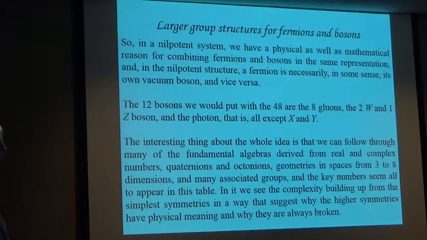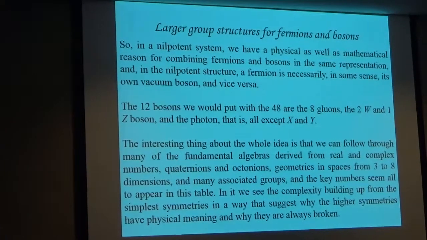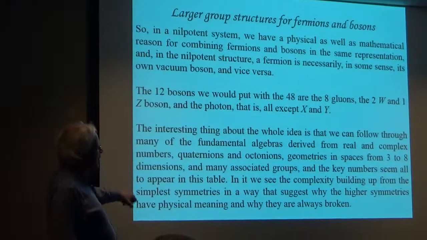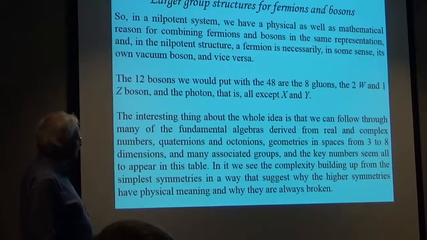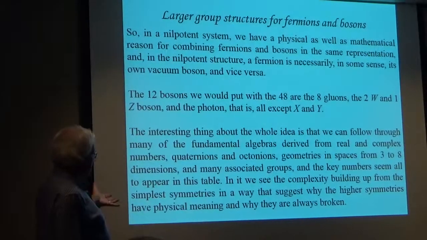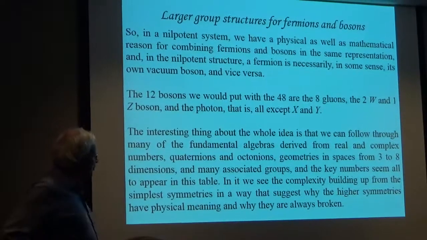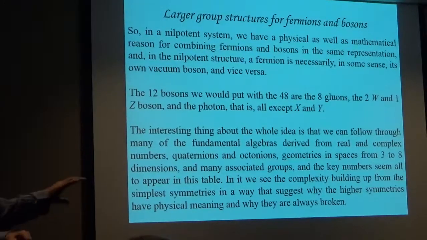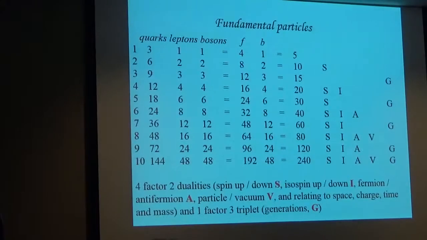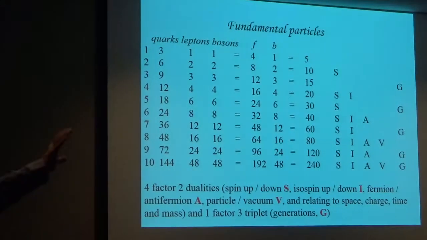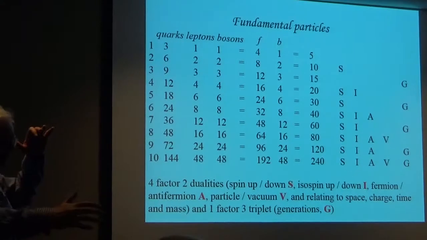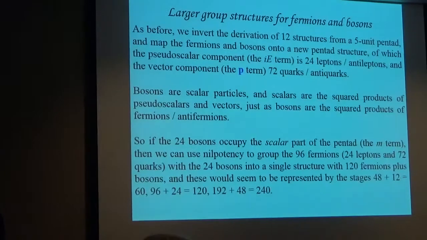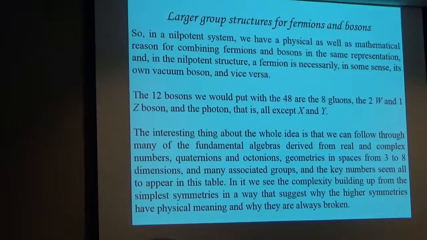So I'm just getting now down to the conclusion. The interesting thing about this whole idea is we can follow through many of the fundamental algebras derived from real and complex numbers, quaternions and octonions. Geometries in space from 3 to 8 dimensions and many associated groups. All the key numbers for those, you take anything you want, kissing numbers, platonic solids, any of those, they all appear in that table. All the numbers, the number of faces, the number of vertices, the number of this, that, the other. Any number of dimensions up to 8, you get the same numbers. Time and time again, made up out of 2 and 3.